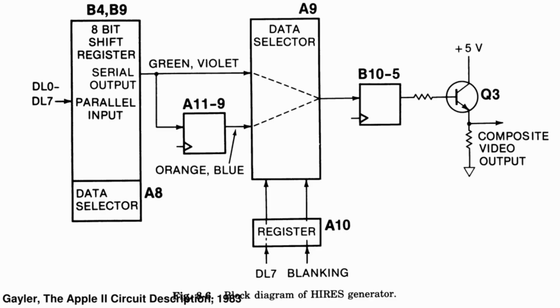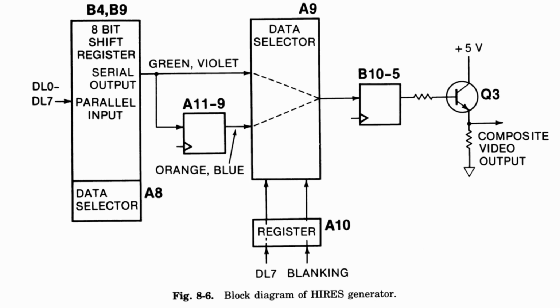In Gaylor's block diagram, this modification appears as flip-flop A11, which delays the waveform coming from the shift register by half a cycle. The otherwise unused most significant bit of each high-res byte selects whether this delay is inserted. If the flip-flop is bypassed, the byte can display green and violet. If the flip-flop is used, you get orange and blue.